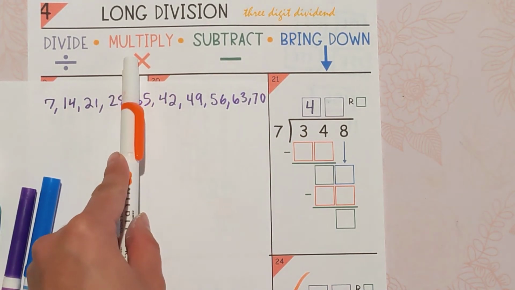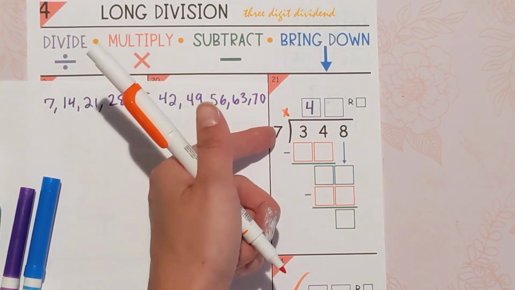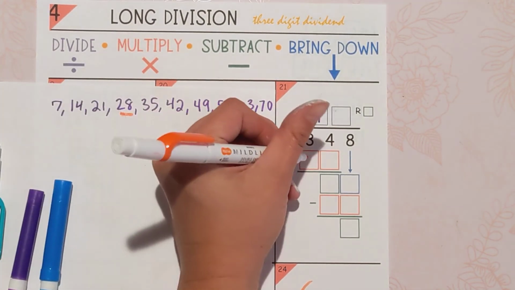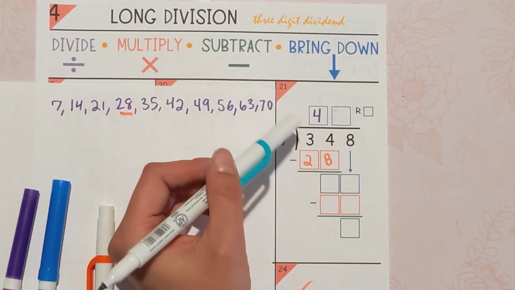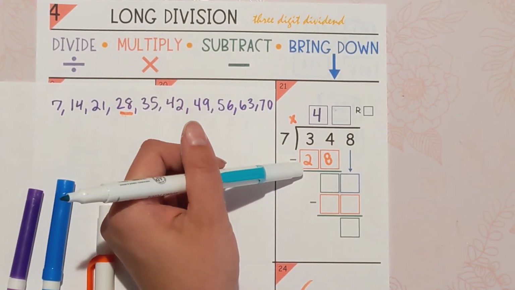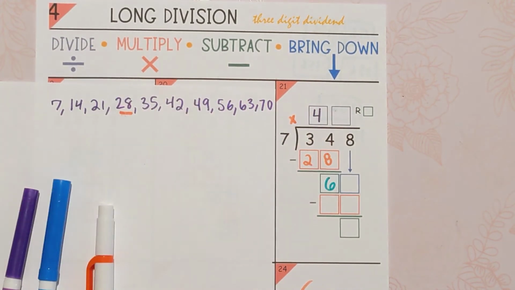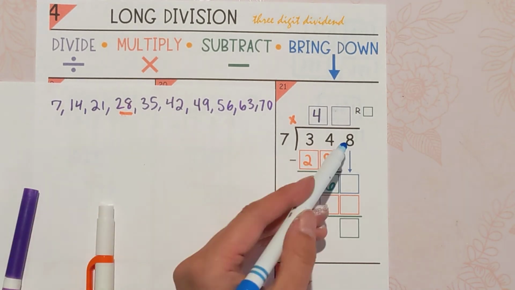The next step is multiply. What are we going to multiply? 4 times 7, which is 28. See, that's really nice. We've got it already written down. Next step, we're going to subtract: 34 minus 28, which is 6. The next step is to bring down. Think about what you're going to bring down. It's the 8.